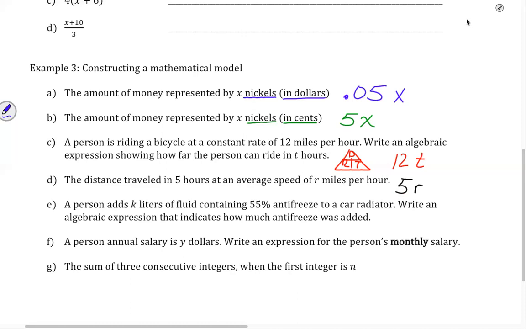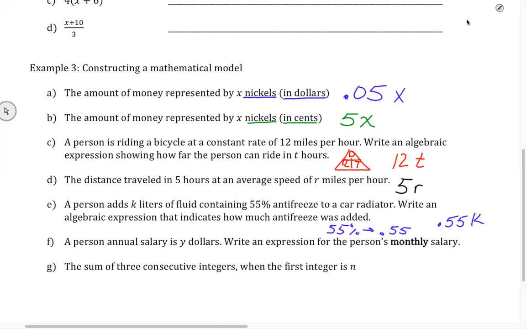Now it says a person adds k liters of fluid containing 55% antifreeze to a car radiator. Write an algebraic expression that indicates how much antifreeze. Well, 55% is 0.55. So k liters times 0.55 is just 0.55k.